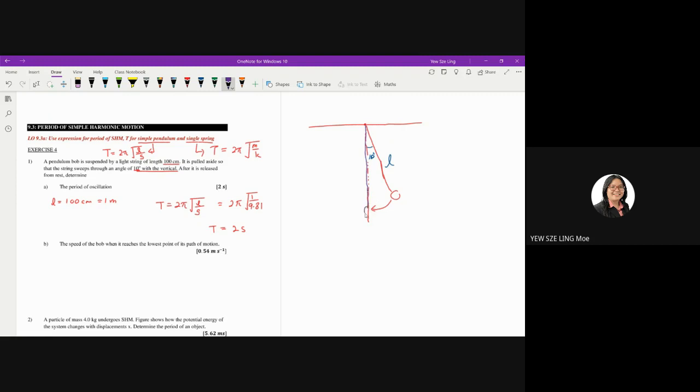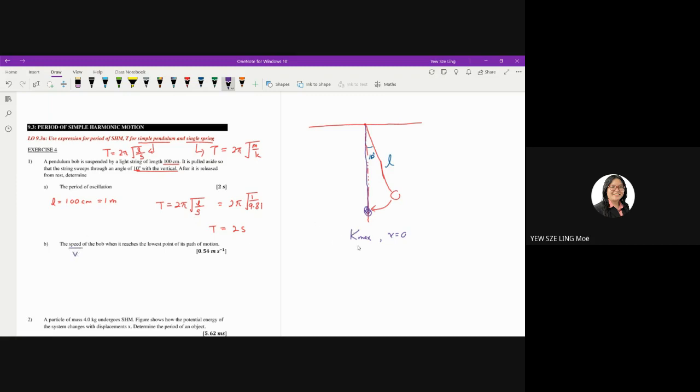Pendulum at lowest point is located here. So at this position, K is maximum, and x is equal to 0. So we want to calculate the value of the speed, which is v.